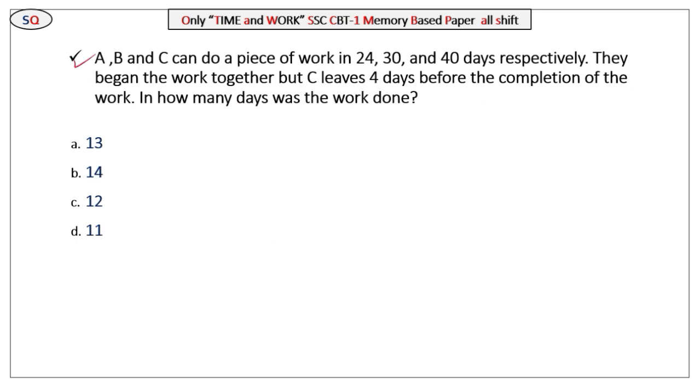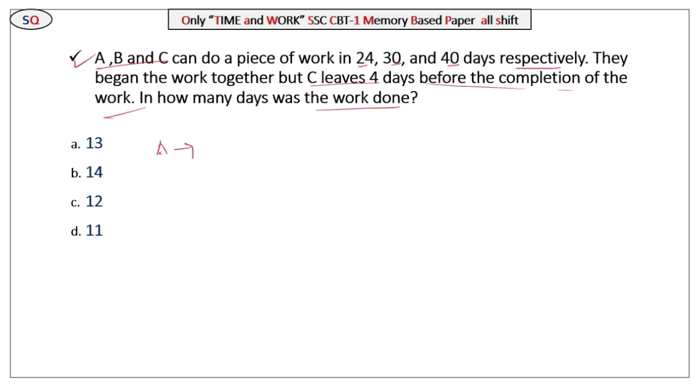Next question is A, B and C can do a piece of work in 24, 30, 40 days respectively. They begin to work together, but C leaves 4 days before the completion of the work. In how many days was the work done? So we have to find the total units of work. To find the total units of work, we have to find the LCM.